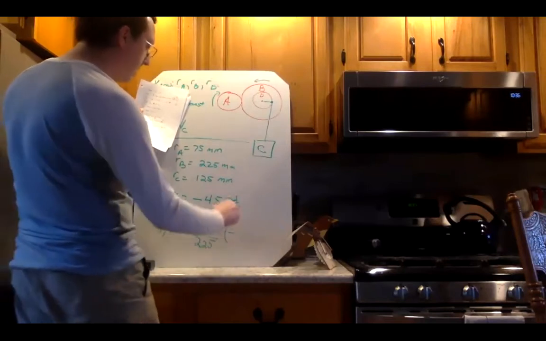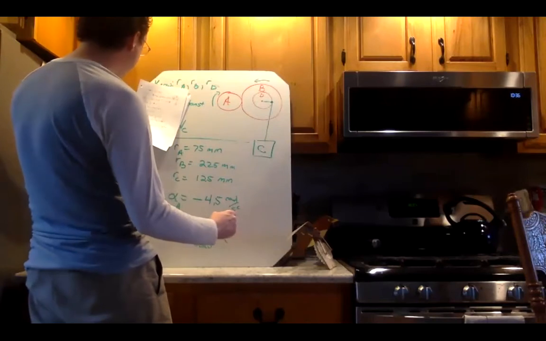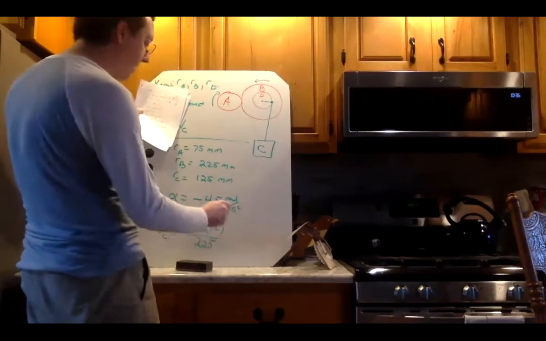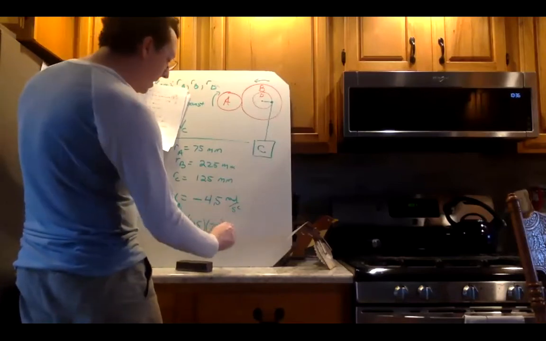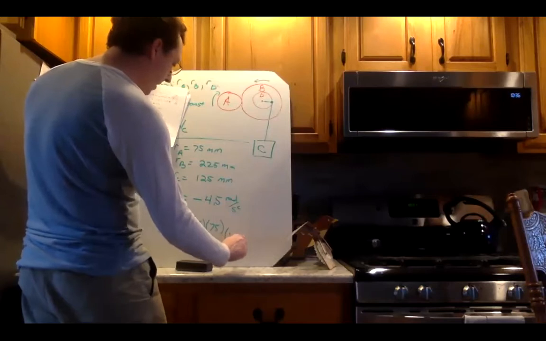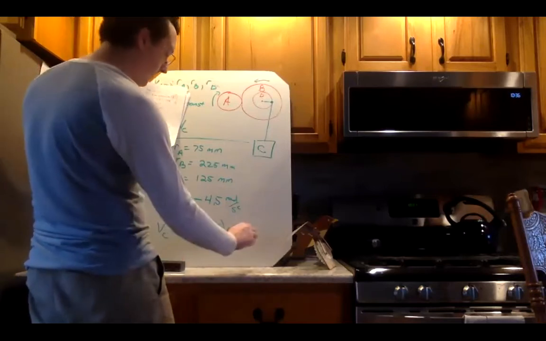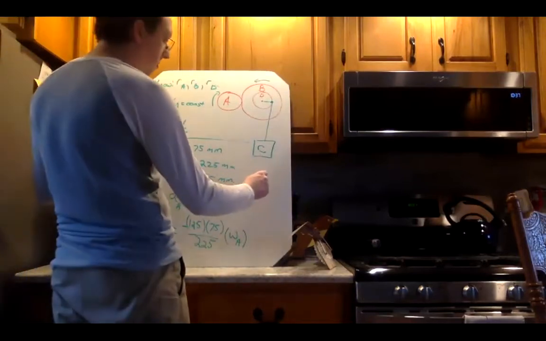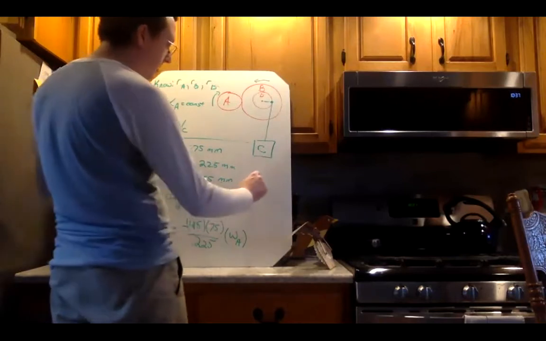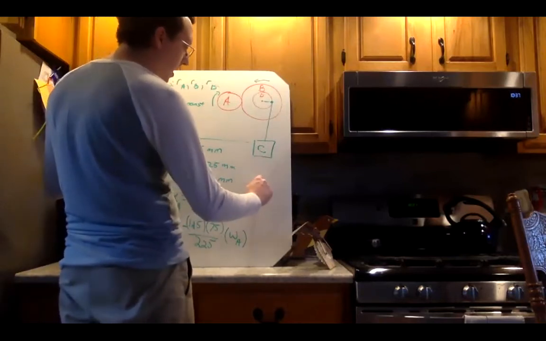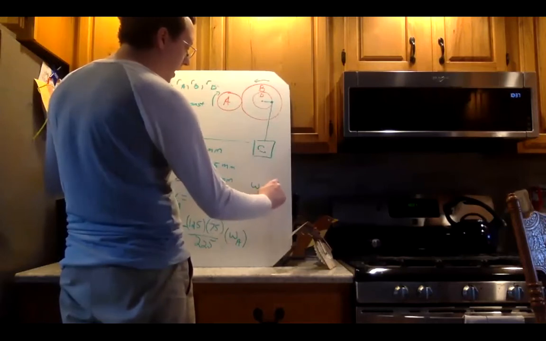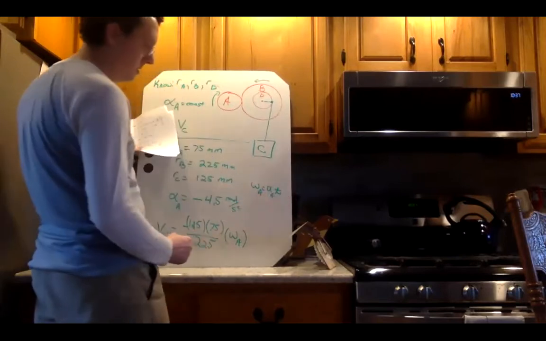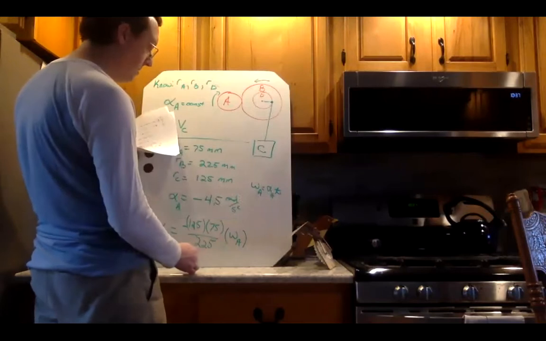There's an overall minus sign, and then alpha itself is, sorry, dang it. So I jumped the gun. I need omega for A. Okay. Now, how do I find omega for A? Because alpha is constant and it starts from rest in the problem, I know that omega for A is just alpha for A times time. And it starts from rest, so that's it.